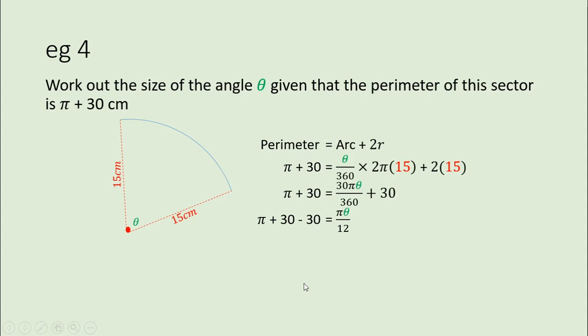So pi plus 0. Now I've taken my denominator across. It was dividing, so now I've multiplied. So I've got pi times 12 is equal to pi theta. And I want theta on its own. I know that's going to be 12 pi, but I need to get rid of this pi from this side. So I'll take it to the other side and divide by it. And that will simplify out really nicely. 12 times pi divided by pi is just 12. So my angle is just 12 degrees.